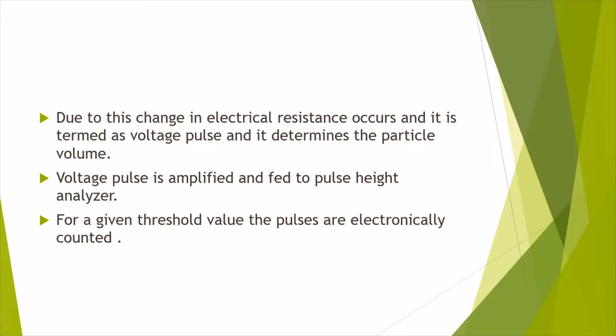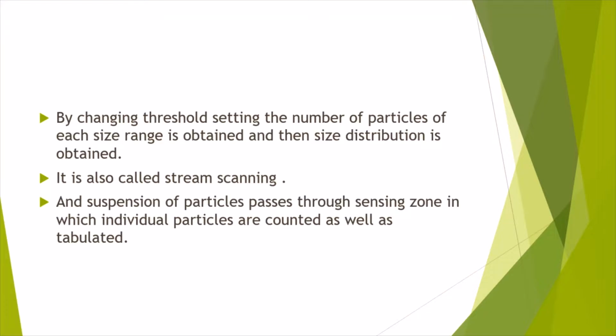The voltage pulse is then amplified and fed to the pulse height analyzer. By this voltage pulse, we can obtain the pulse height. For a given threshold value, pulses are electronically counted. By changing the threshold setting, the number of particles of each size is obtained, and the size distribution is obtained. The biggest merit of this method is that by changing the threshold setting, we can find out the size of each individual particle. It is also called stream scanning, where the suspension of particles passes through a sensing zone in which individual particles are counted as well as tabulated.